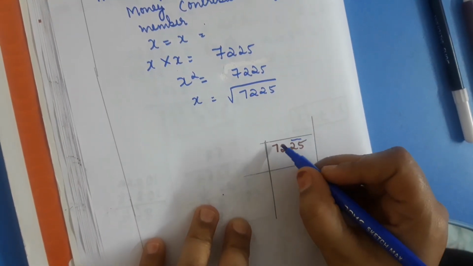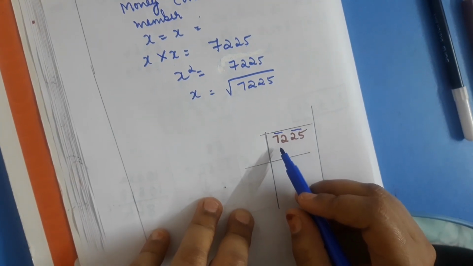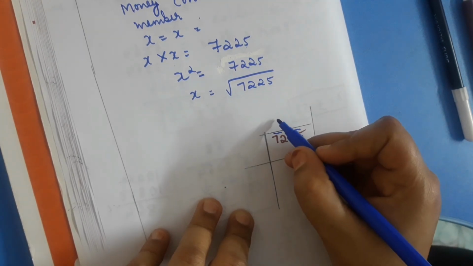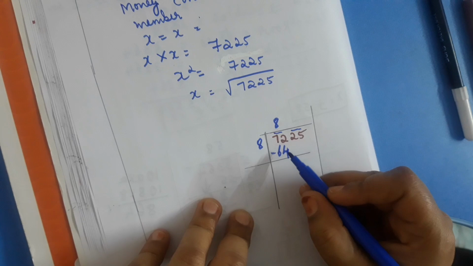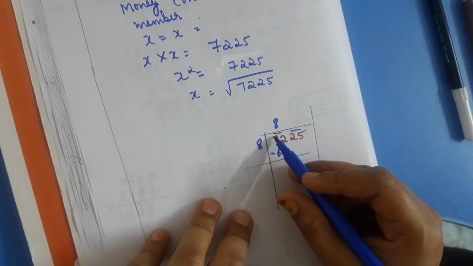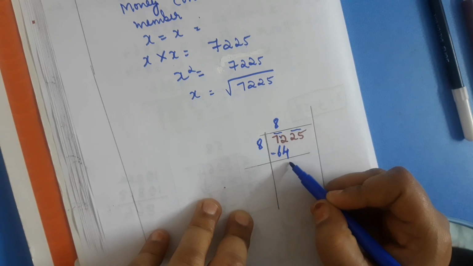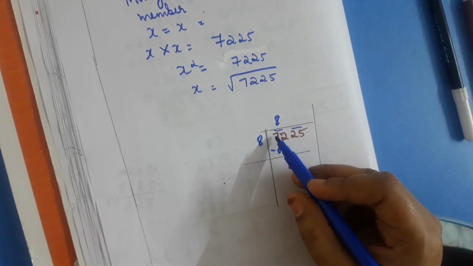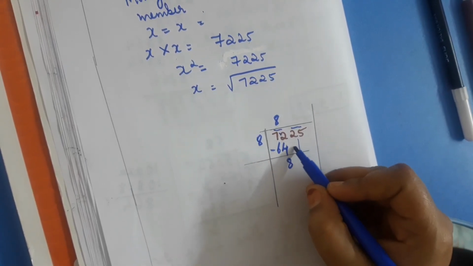The last 25 is one group and 72 is one group. Now check which square number is nearer to 72. 8 8s are 64, 9 9s are 81. 81 we can't take. So 8 8s are 64, subtract. 2 minus 4 we can't, so borrow 1, and it becomes 12. 12 minus 4 is 8. 7 becomes 6 now, as 1 was given here. So 6 minus 6 is 0.